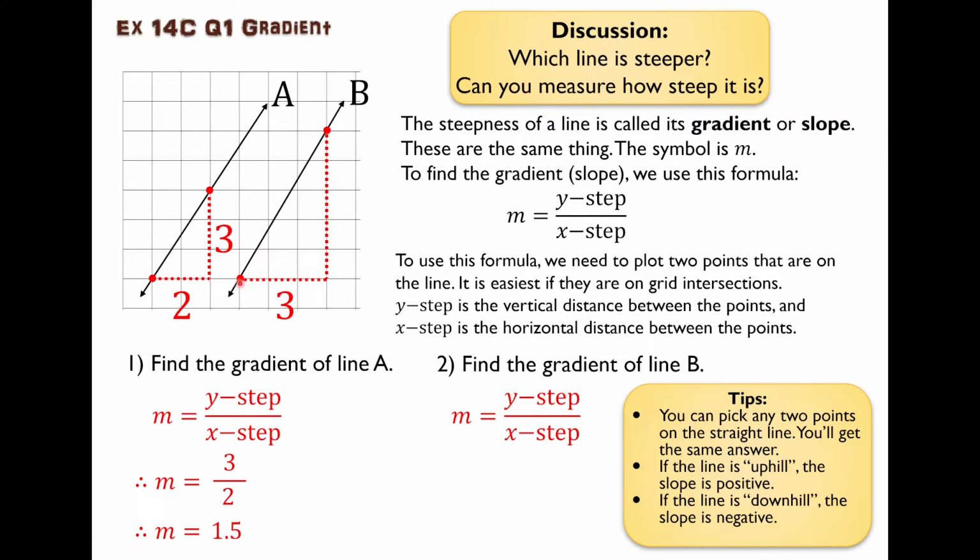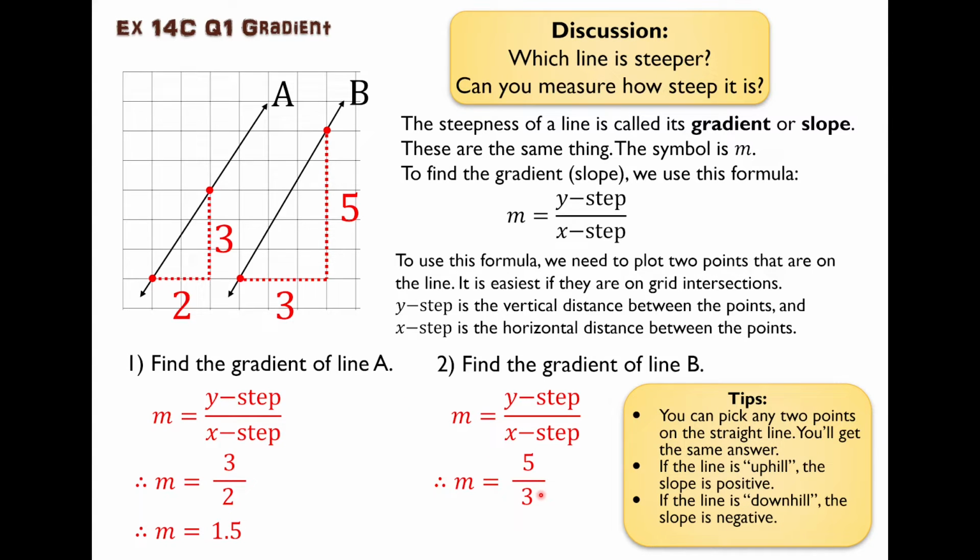How far across did I go? I went 3 units across. How far up did I go? What was my y step? 1, 2, 3, 4, 5. 5 units. So now I will write this formula again, but instead of y step, I will write the vertical distance, which is 5. And instead of x step, I will write the horizontal distance, which is 3. So m is 5 over 3.